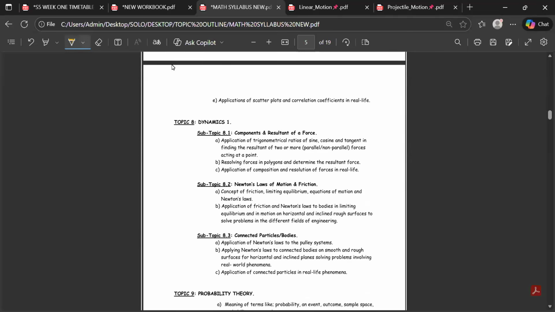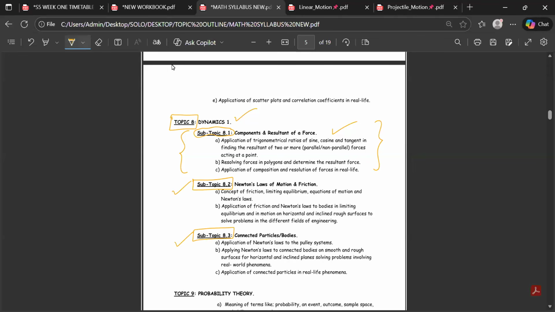So concerning topic 8, which is our dynamics 1 in senior 5 term 2, the very first thing you're supposed to cover is components and resultant of the force. That's the subtopic 1 under topic 8, dynamics 1. And you know where to find this. We have this. So the other things we've not done yet are Newton's laws of motion and friction, then connected particles, which you're also covering soon.